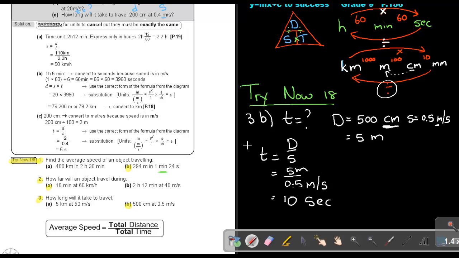Can I show you how it cancels out? That was meters over 1 divided by meters over second. So it's actually meters over 1, multiplied by the reciprocal, seconds over meters. The meters cancel out and we are left with seconds. And that will be our final answer. Can I just remind you, average speed is total distance divided by total time.